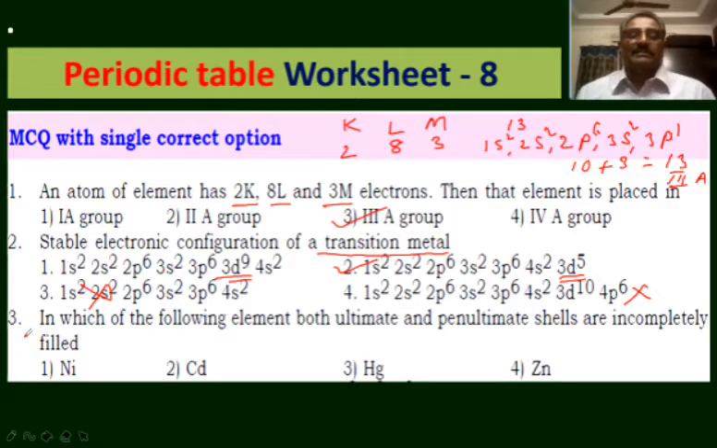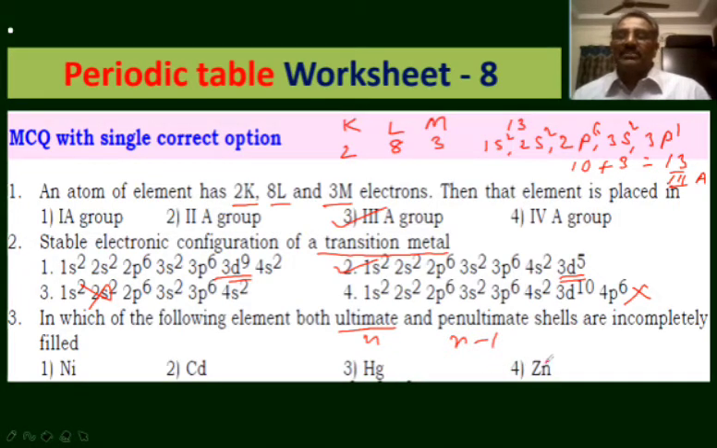Next, third question. In which of the following elements are both ultimate and penultimate shells incompletely filled? Ultimate means outer shell, that is the valence shell. The outer shell and penultimate shell, that is the nth shell and the n-1th shell, are incompletely filled in which elements? Transition elements. Nickel, cadmium, mercury, zinc.